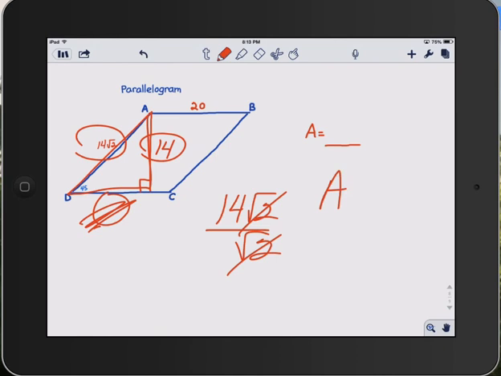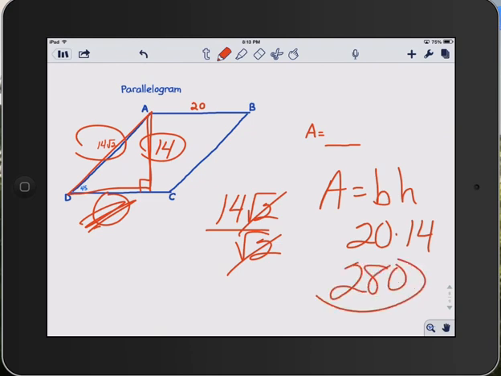The area of the parallelogram is the base times the height. The base is equal to 20. The segment at the top is the same as the segment at the bottom, times the height, which is 14. 20 times 14, 280 is the area of the parallelogram.